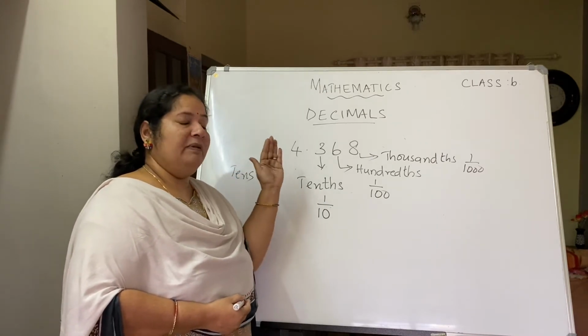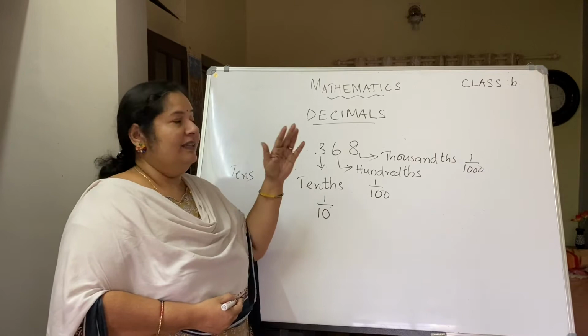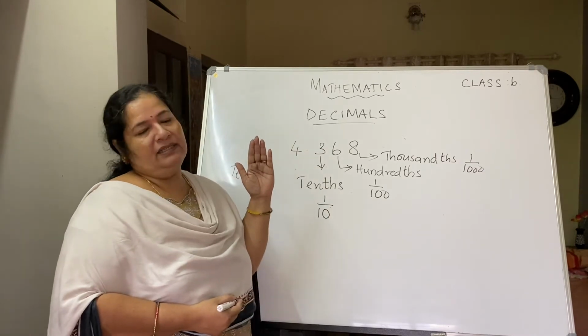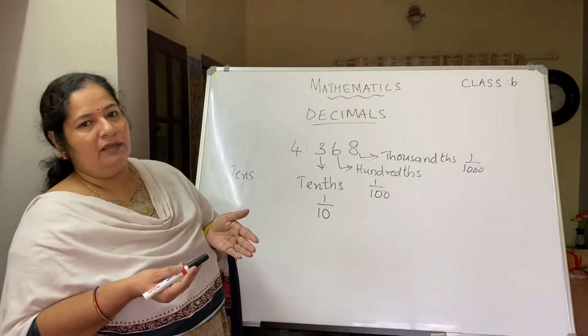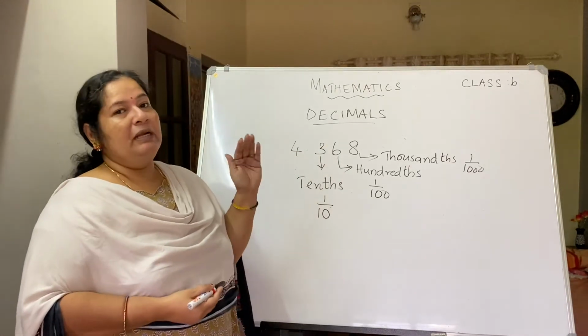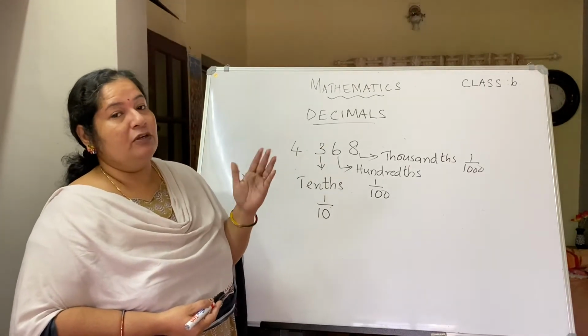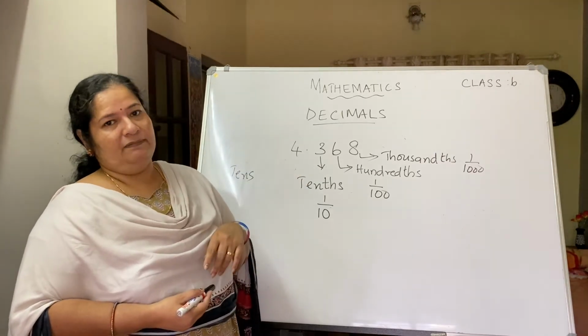Now, keeping this place value and the places in mind, can we get a relation between the different places in the decimal part, or the different decimal places?